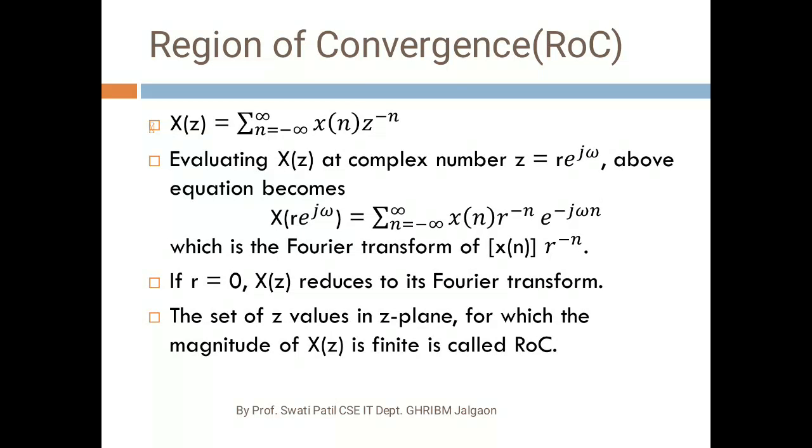Hello dear students, in this lecture we are going to see the region of convergence of Z transform. What exactly Z transform is, we have already discussed in the last video. In this video we will see the concept of region of convergence.